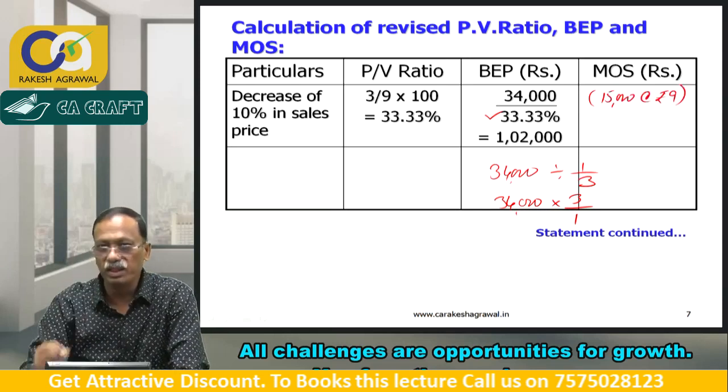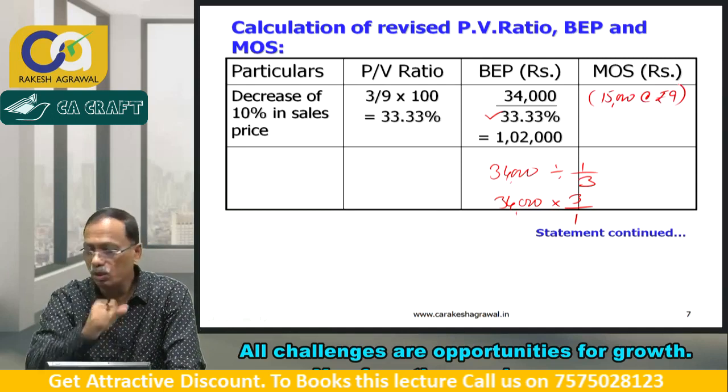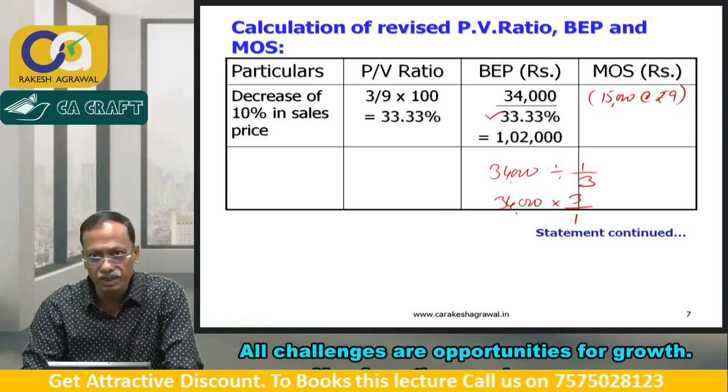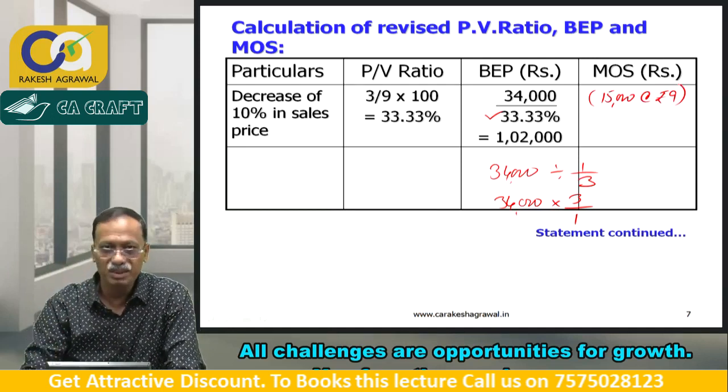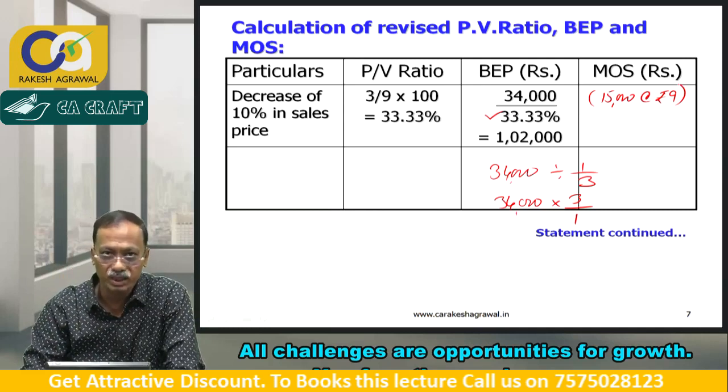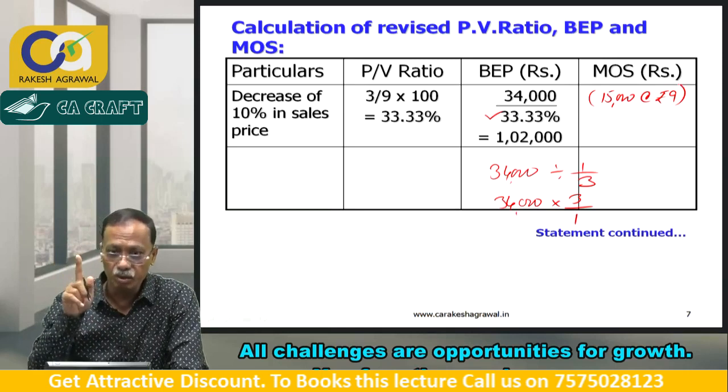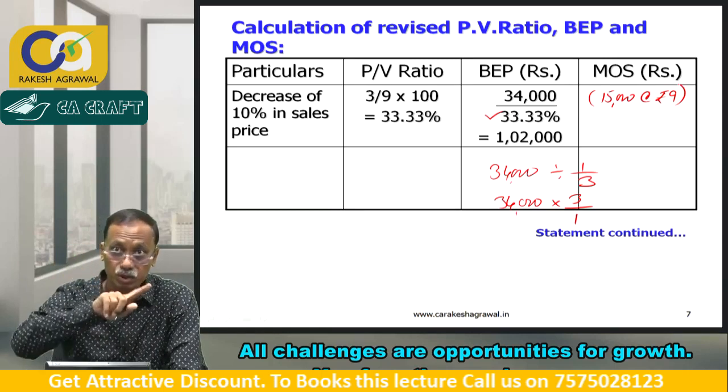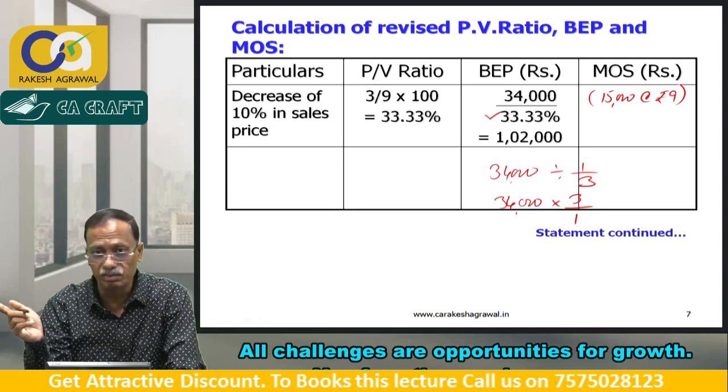Earlier they were sold at the rate of 10. So your total sales will also change. Are you getting it? Number of units I am keeping same because we are not allowed to change the number of units given in the question. We have to just change the sales price. So 10 rupees sales price will reduce to 9 rupees. So sales revenue will also reduce. Total sales will also reduce.